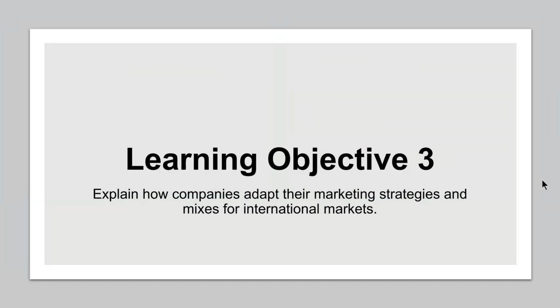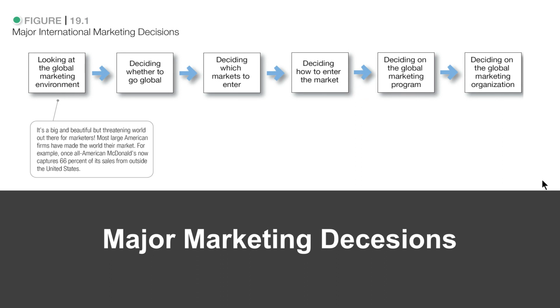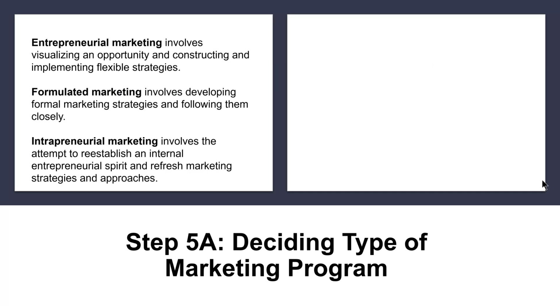Let's go through objective number 3, which is let's talk about the marketing strategies and mixes that you could deploy for international markets. So now that we've decided what market to enter and that we're going to go through a joint venture in Australia, now you've got to decide, okay, now we've got to start marketing there. So this is the 5th step. The 5th step has several steps to it. The first one is deciding, well, what's your marketing program?